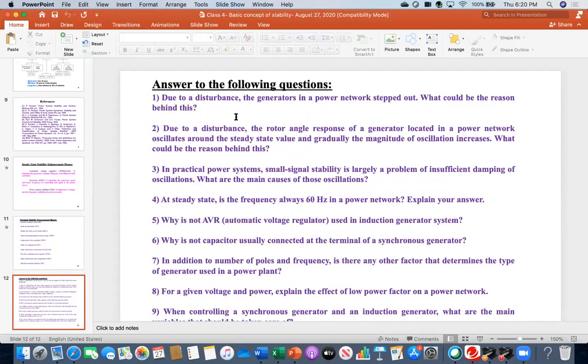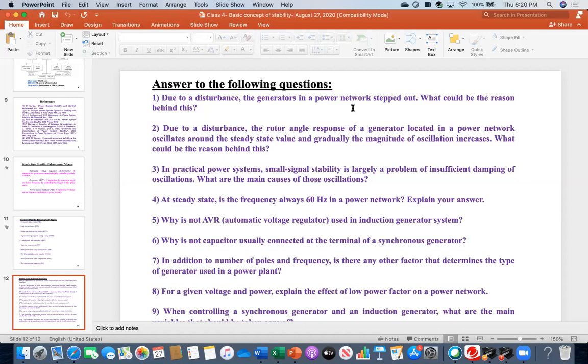Has Manoj come? Structurally, I mean. Oh yeah, okay. So could you answer this question? What could be the reason? Loss of synchronism. Sorry? Loss of synchronism. Yes, loss of synchronism.